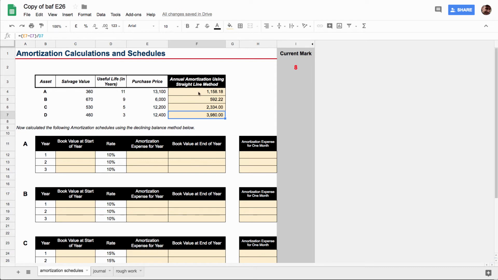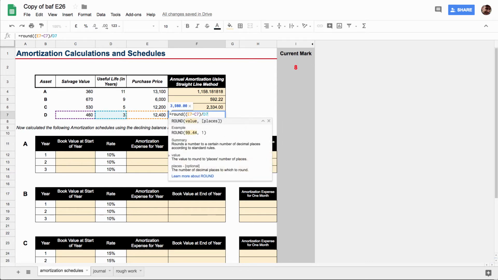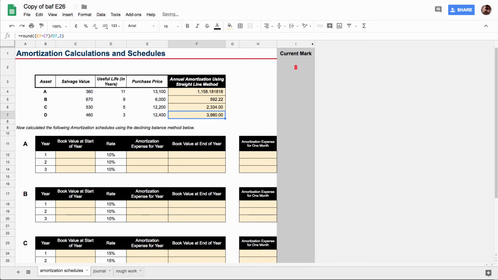Just remember that in these cells, there's more decimal places. So if you're amortizing this for 11 years, you're going to be off by a couple of cents if you don't round that to 18 cents, right? And drop everything else. So really what I should have done is round this calculation for straight line to 2 decimal places and then copy it up, right? Because now I won't be off 20 years of amortization later. I won't be off by a few cents on my total.